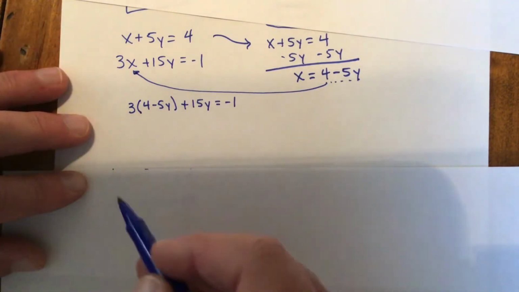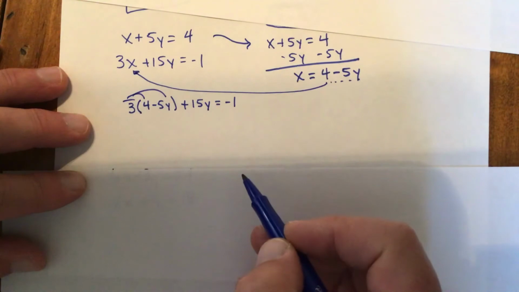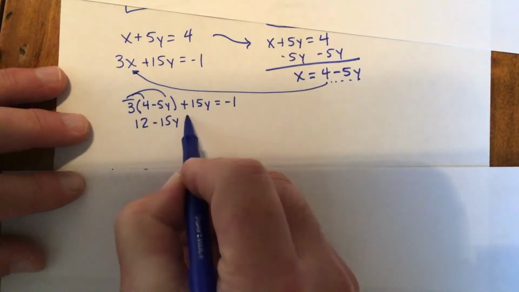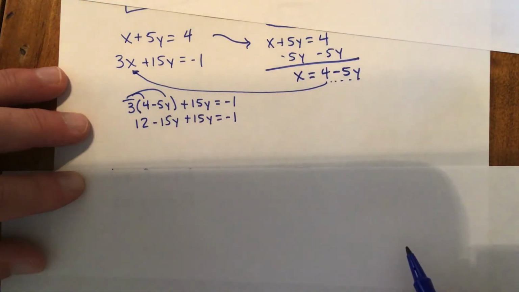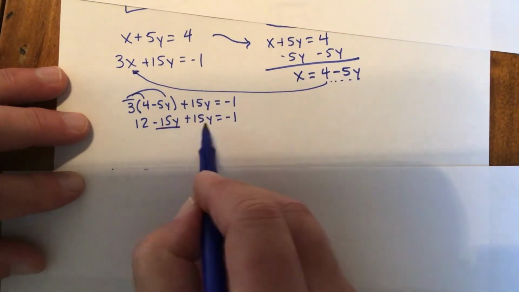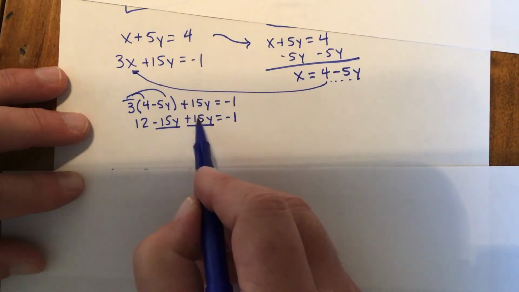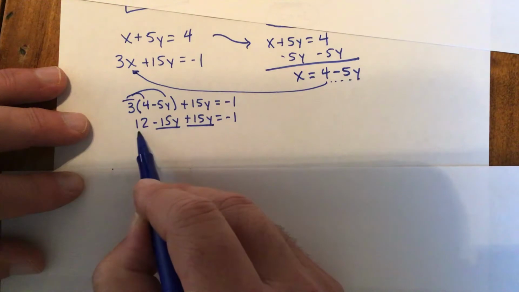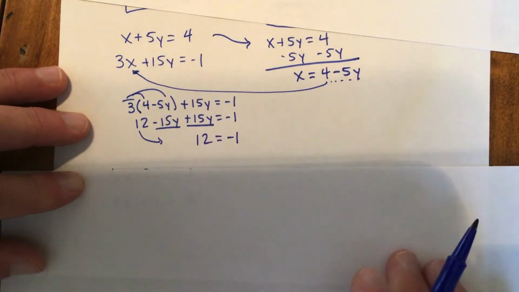This is our algebra. This is our solving for y. We're going to distribute the 3. So 12 minus 15y plus 15y is equal to negative 1. Then since they're on the same side, I get to combine the like terms here. Negative 15 plus 15, or 15 minus 15, is 0. So these things cancel out, so I'm only left with the 12. So 12 is equal to negative 1.